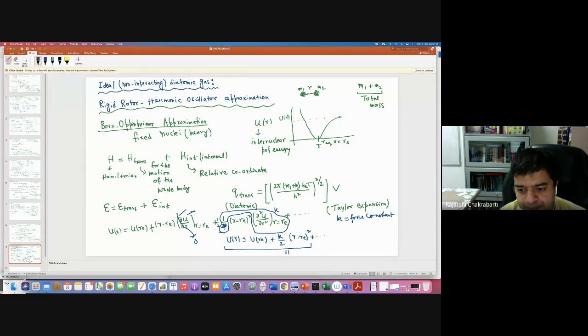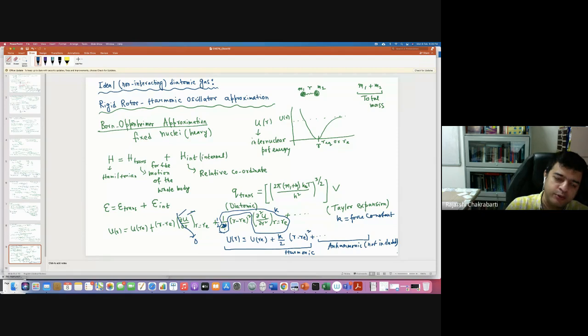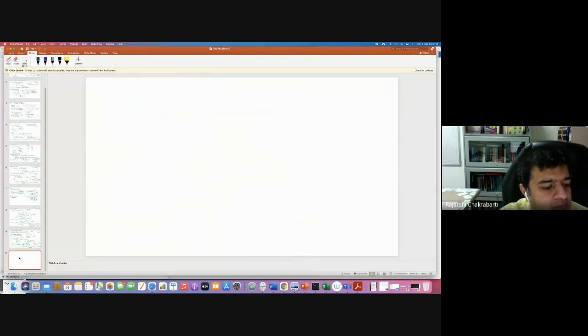This is harmonic, no? Yes. And these are anharmonic terms, neglected. Not just not included in our calculation, but in reality you can actually do this, but things will become very complicated. So let us do it with the harmonic approximation.